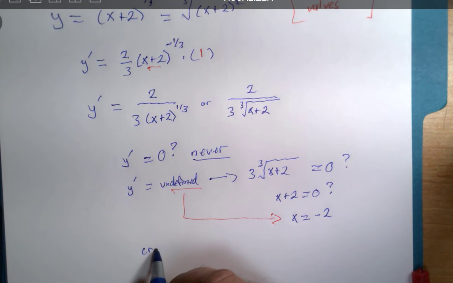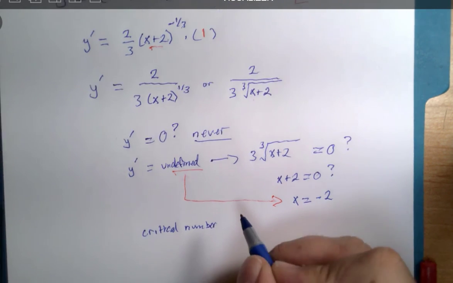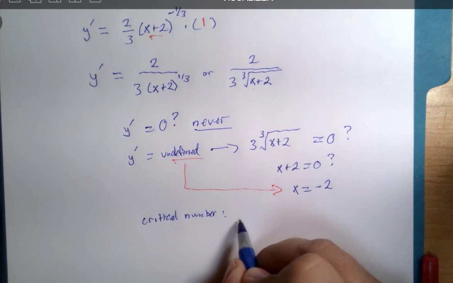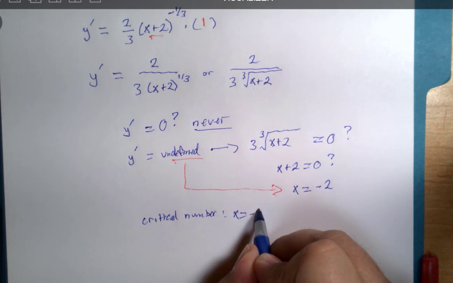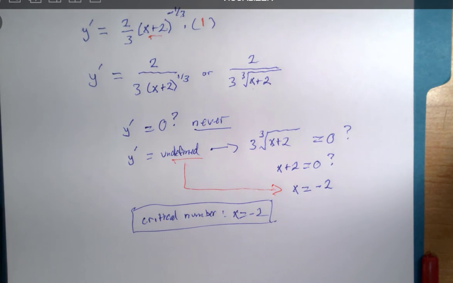So our critical number is x equals negative 2. There you have it. Another type of algebra to consider when we're solving. Until next time.